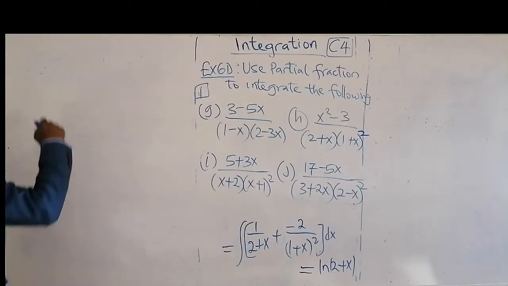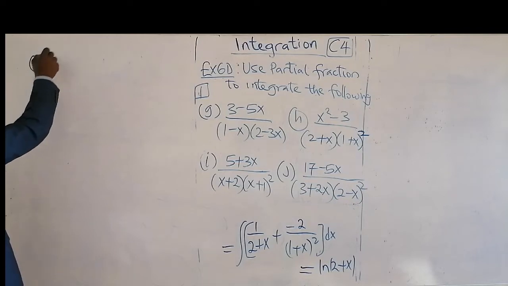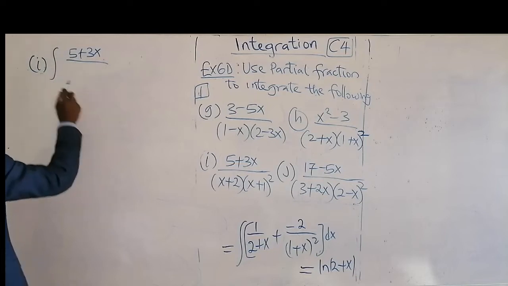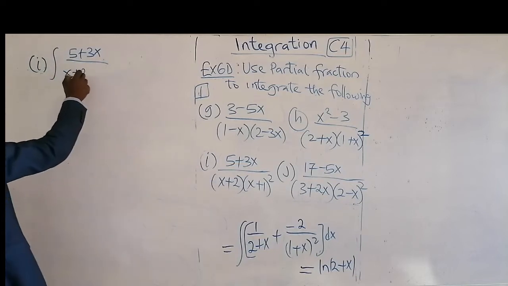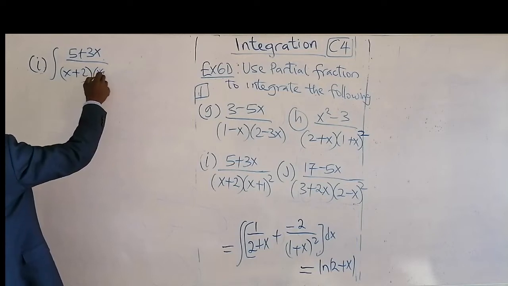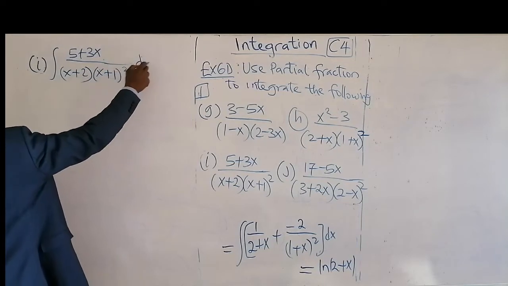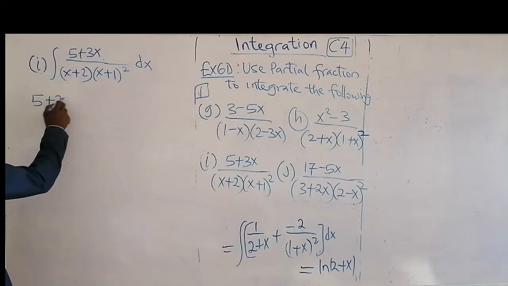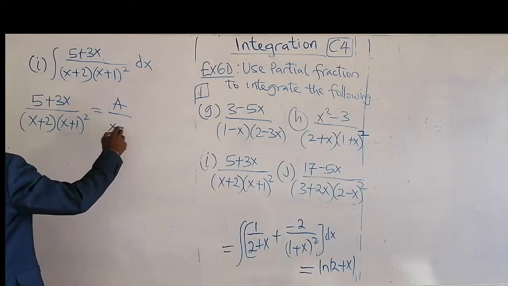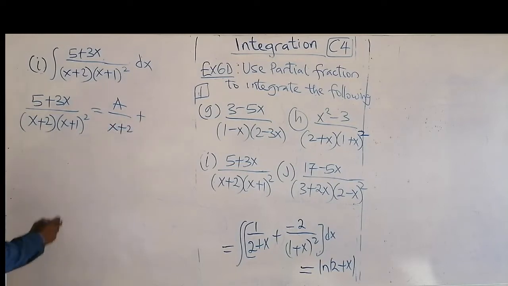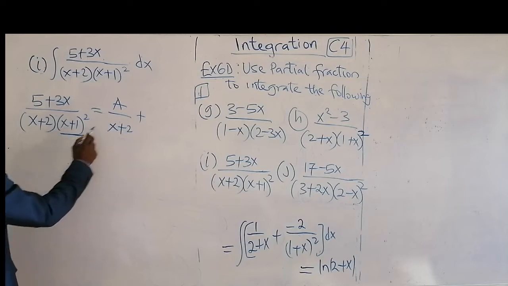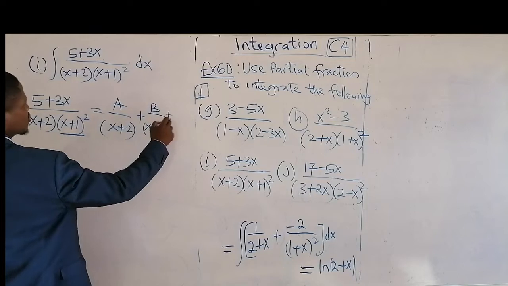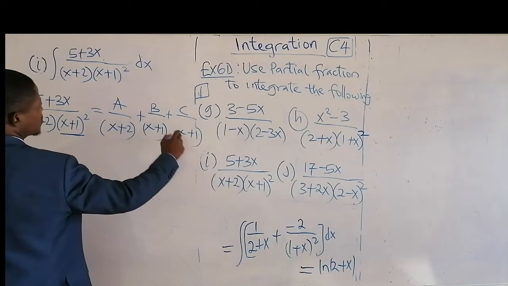Okay. For question I, the integral of (5 plus 3x) over (x plus 2)(x plus 1) all squared, dx. So what we'll do, let's take the expression. So this will be A over x plus 2, plus, this one is a repeated linear factor, so that will be B over x plus 1, then plus C over (x plus 1) all squared.